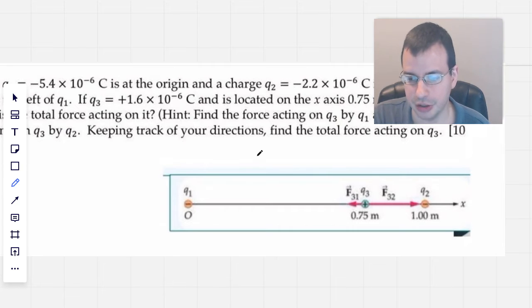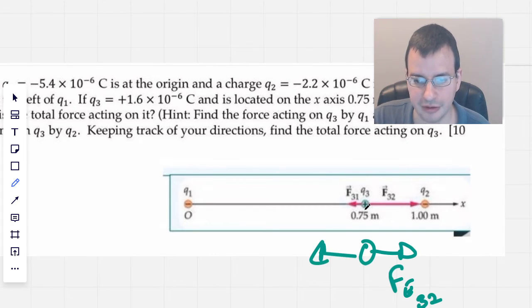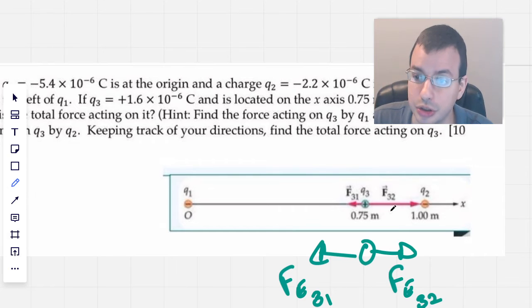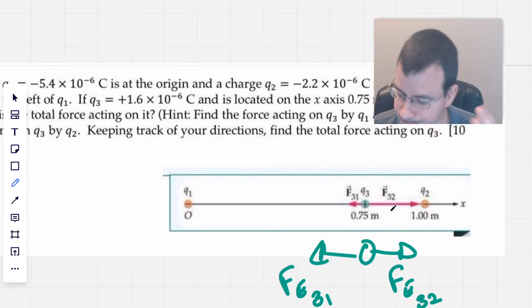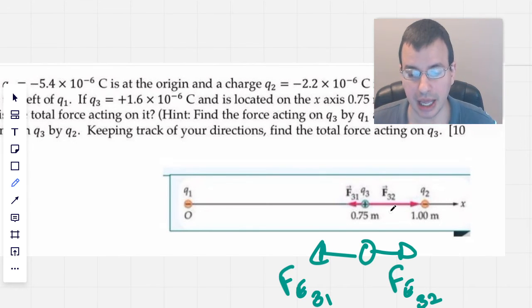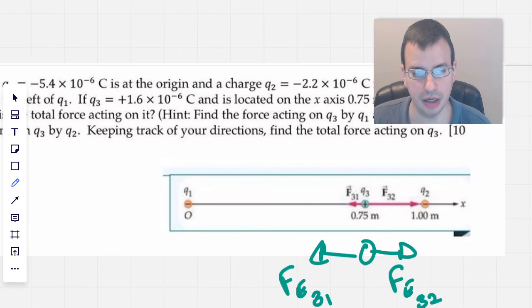So if we look at Q3 right here, Q3 is going to be attracted to Q2. So we're going to have force electric 3,2. And then we're going to have force electric 3,1. And since they're opposite charges, Q3 and Q1, Q3 and Q2, they are going to be attractive. And so from there, we're going to then find the forces in each direction. And since they'll oppose each other, we'll make sure that we subtract the two.